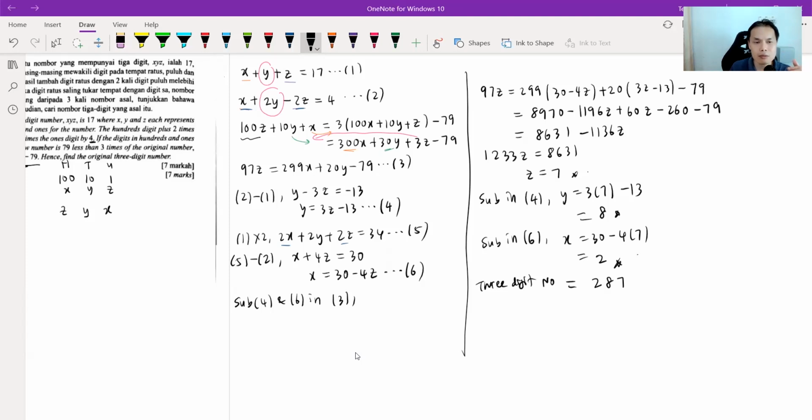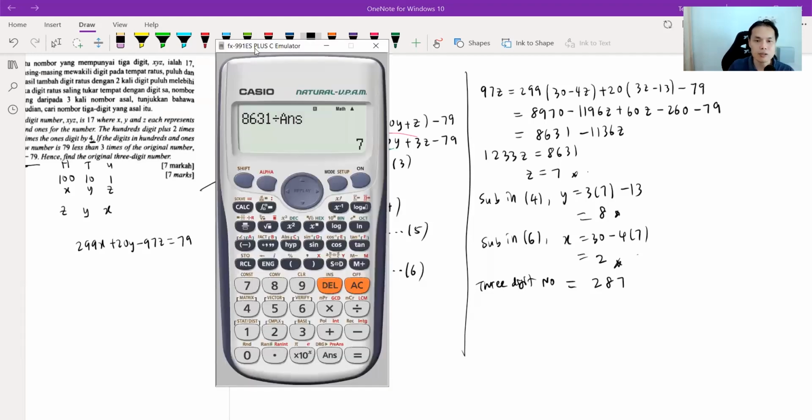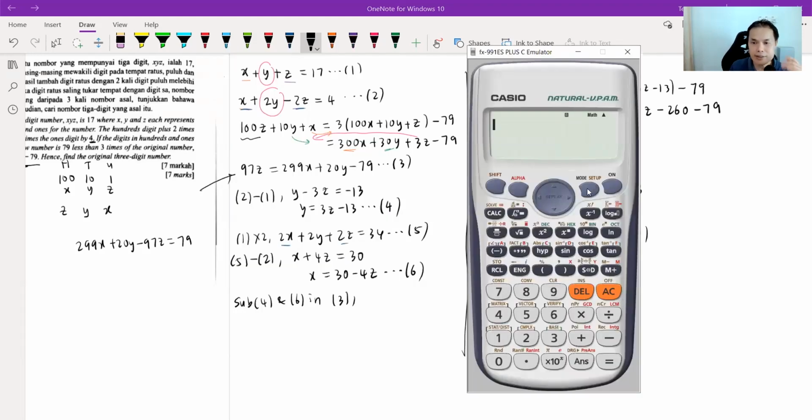Another thing is you can use your calculator to double check. But when you use your calculator to double check, please rearrange your equation in general form. As in the third equation here, we need to put 299x plus 20y minus 97z equals 79, so you bring 79 to the other side. I'm going to show you how to use your calculator to double check. Just one calculator will do. If you have this calculator, press mode, you go to number 5 equation, go to number 2.